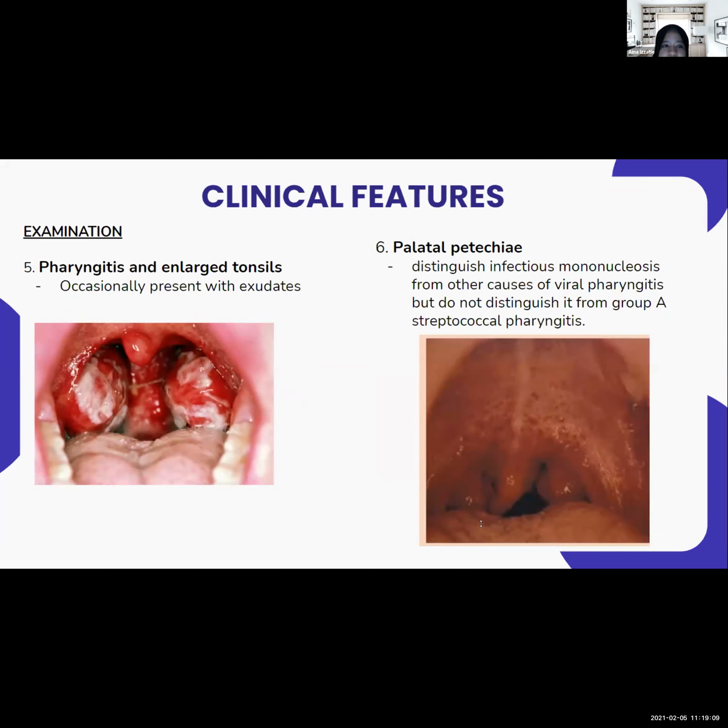The next one is a presentation of pharyngitis and enlarged tonsils, which is also one of the triad, and it occasionally presents with exudates. And if the enlarged tonsils are extreme, it can lead to airway obstruction. The next one is palatal petechiae, which are small red or purple spots at the junction of hard and soft palate. And this can usually distinguish infectious mononucleosis from other viral pharyngitis, but it does not distinguish infectious mononucleosis from group A streptococcal pharyngitis, which can also present with palatal petechiae.